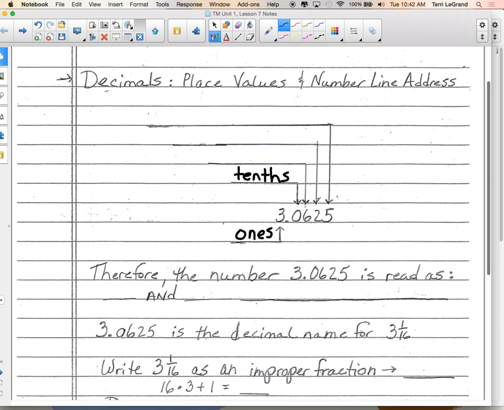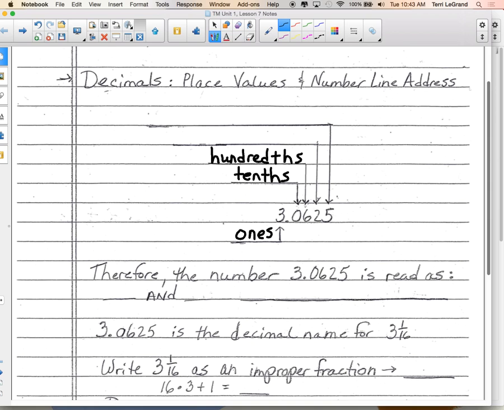What place is the 6 in? What place is the 6 in, Sierra? That's in the hundredths place. Hundredths. Notice all of these behind the decimal point are ending with a TH, aren't they? TH and then S. So 6 hundredths is what that stands for.